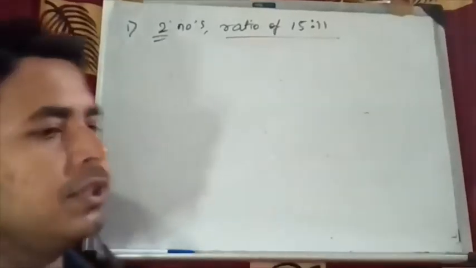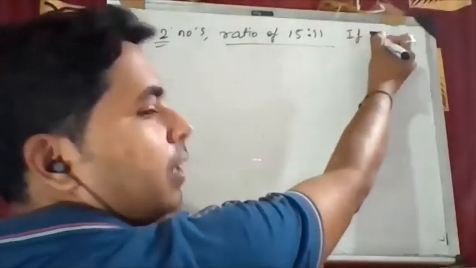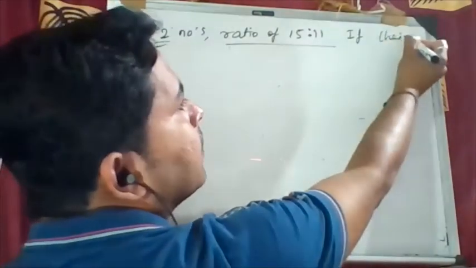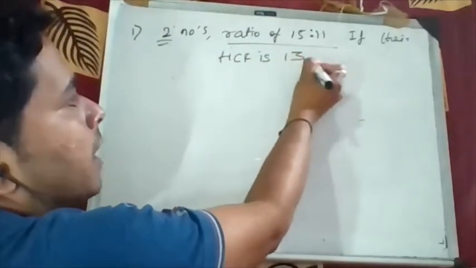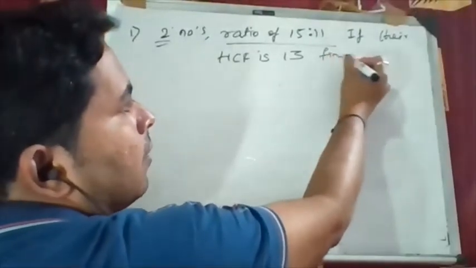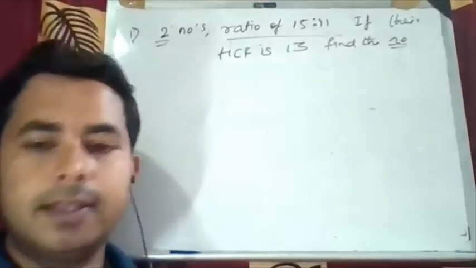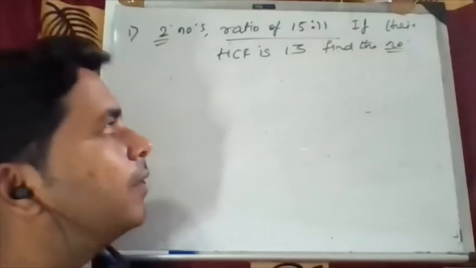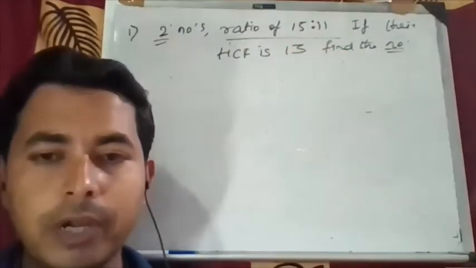Two numbers are in the ratio of 15:11. If their HCF is 13, find the numbers. So here two numbers are given in the ratio 15:11, their HCF is 13, and we have to find both numbers.